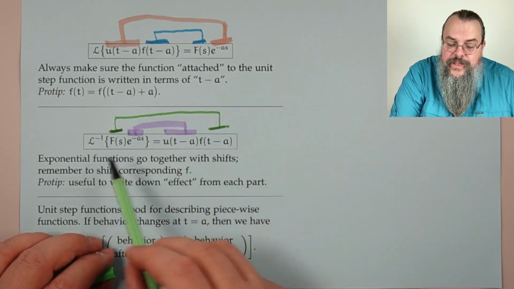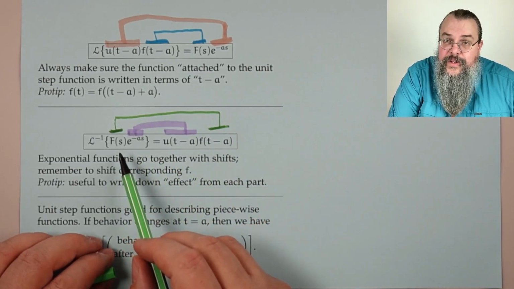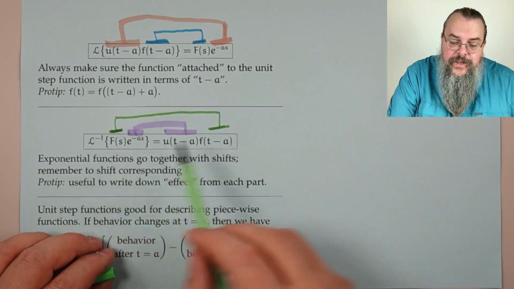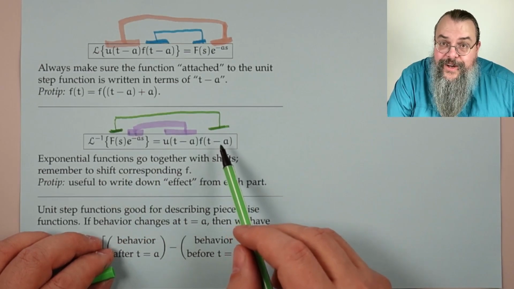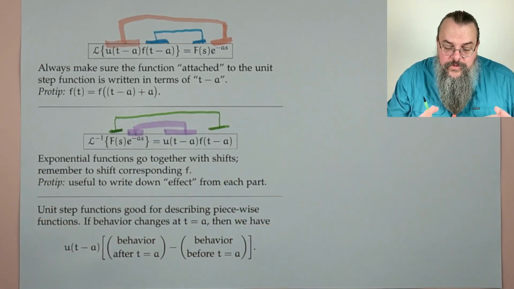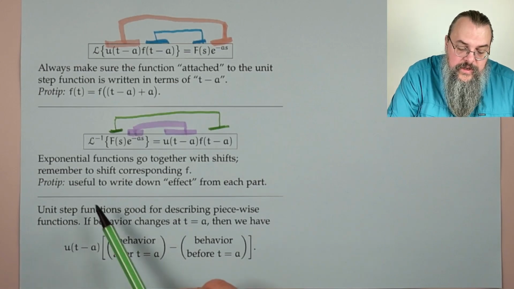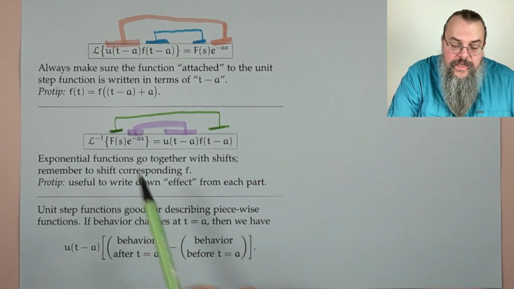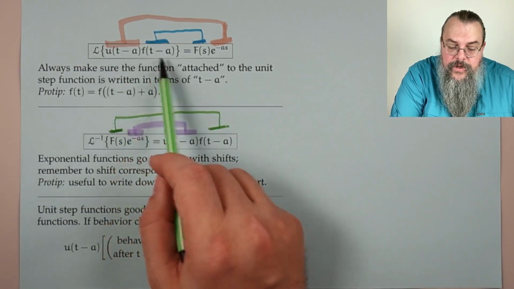It's not just enough to take the inverse Laplace. So if it's t, it becomes t minus a. If it's sine of 2t, it becomes sine of 2 times t minus a, and so forth. Just remember that. And as it says, it's useful to write down the effect from each part. So what does that mean? It says, think about what happens.